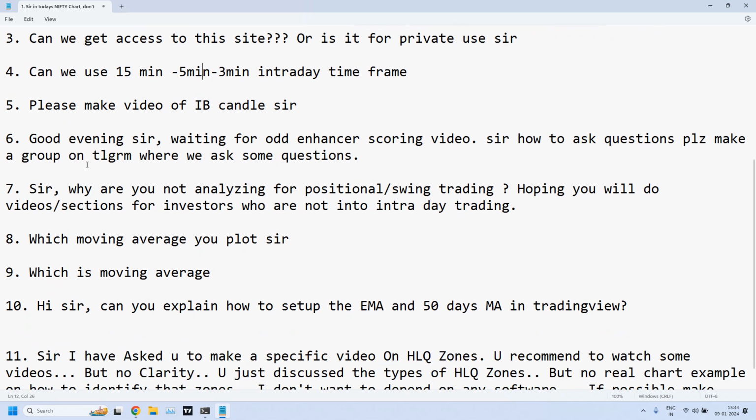Next question, the fifth question, is: please make a video on the IB candle. What I understood, IB means inside bar. Correct me if I am wrong. See, there are concepts like inside bar, outside bar, reversal bars.